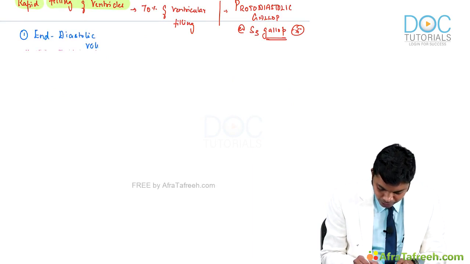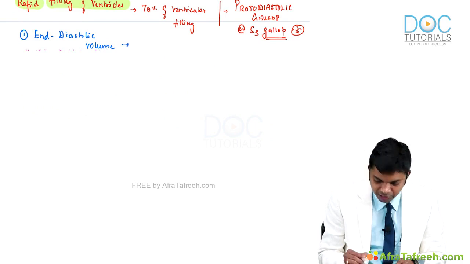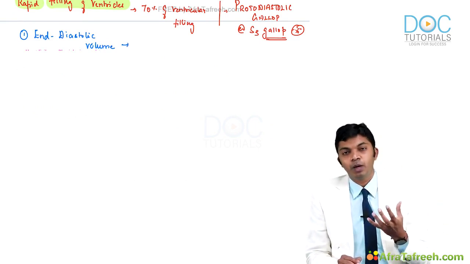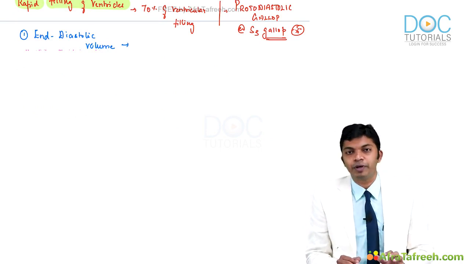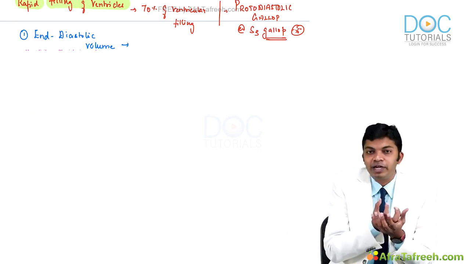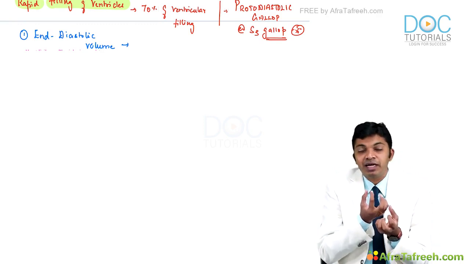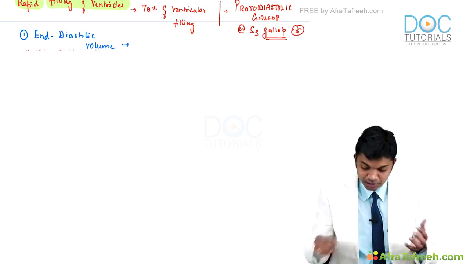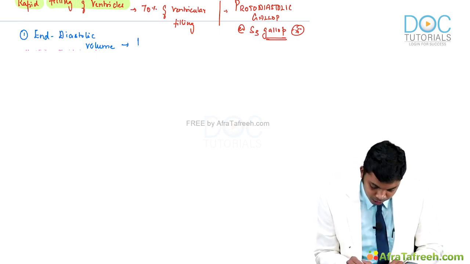Before we go to the next topic, I want you to understand these two principles. Number one is end diastolic volume. End diastolic volume is the amount of blood remaining in the ventricle once the entire diastole is over. So this volume of blood present in the ventricle before systole occurs is called end diastolic volume, and that is exactly what is called preload, doctors. End diastolic volume is nothing but preload.